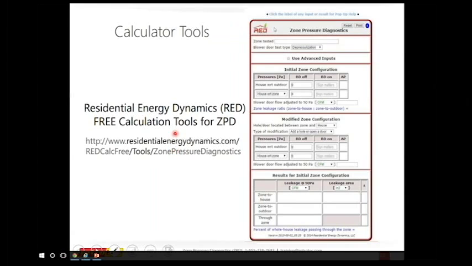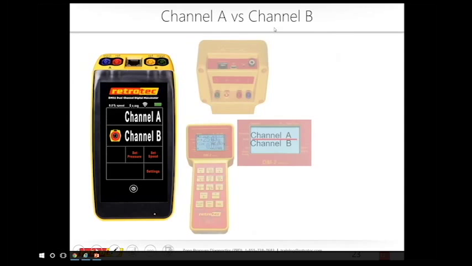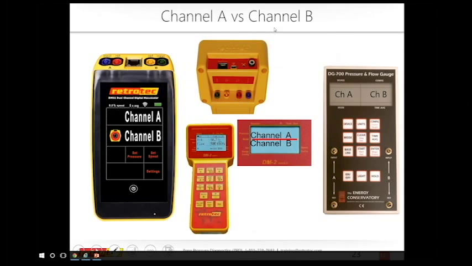It's a free tool. I think it makes the test itself a lot easier, and I will talk a little bit more about that towards the end. But I do want to move on. I want to get into some other important stuff here. So let's talk a little bit about setting up your gauge.